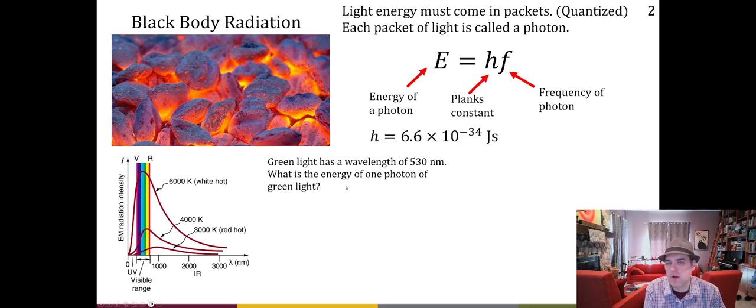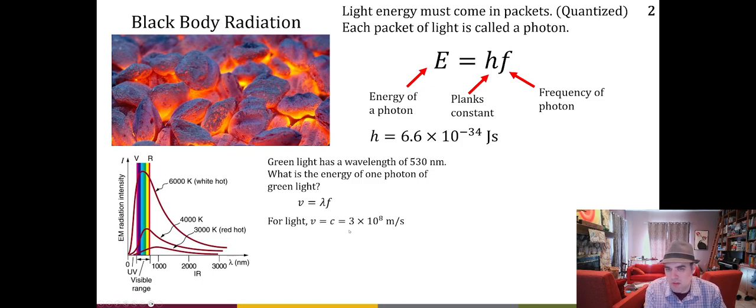So let's say green light has a wavelength of 530 nanometers. What's the energy of one photon of green light? Well, this is the wavelength of green light, but we need the frequency of green light in order to calculate this energy. So we need to go back and remember our relationship between velocity, wavelength, and frequency. So v equals lambda f.